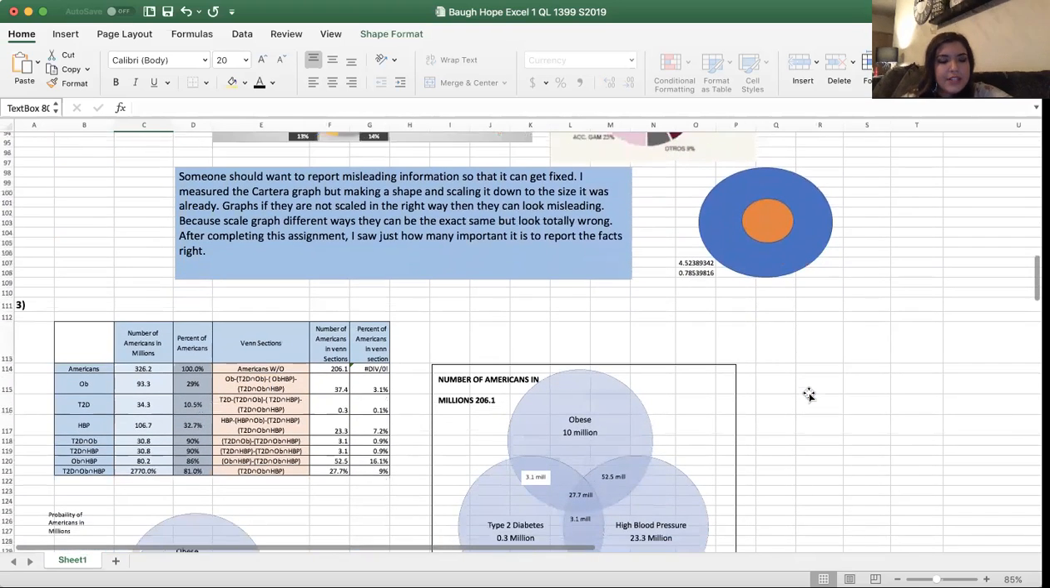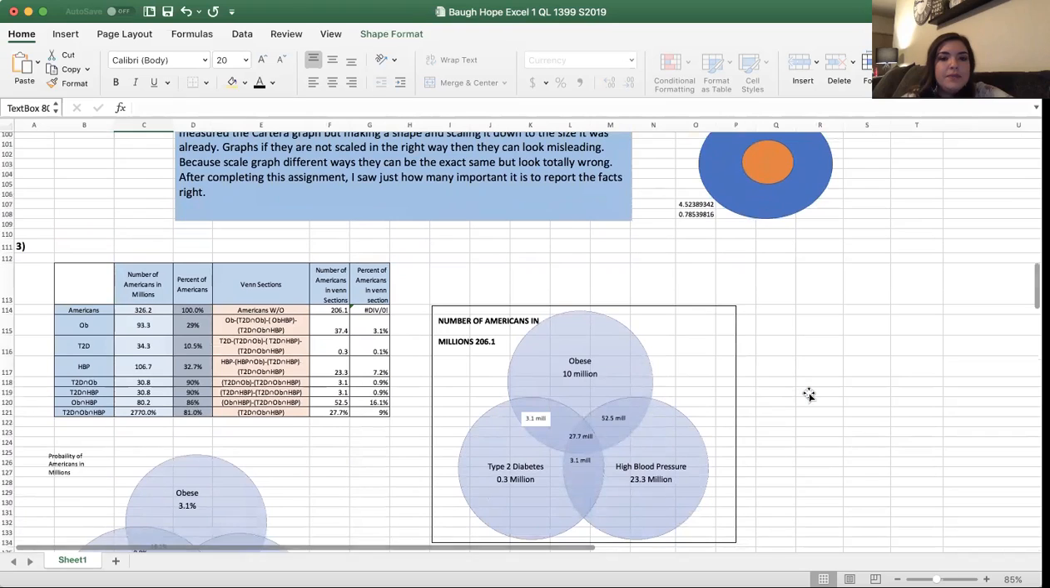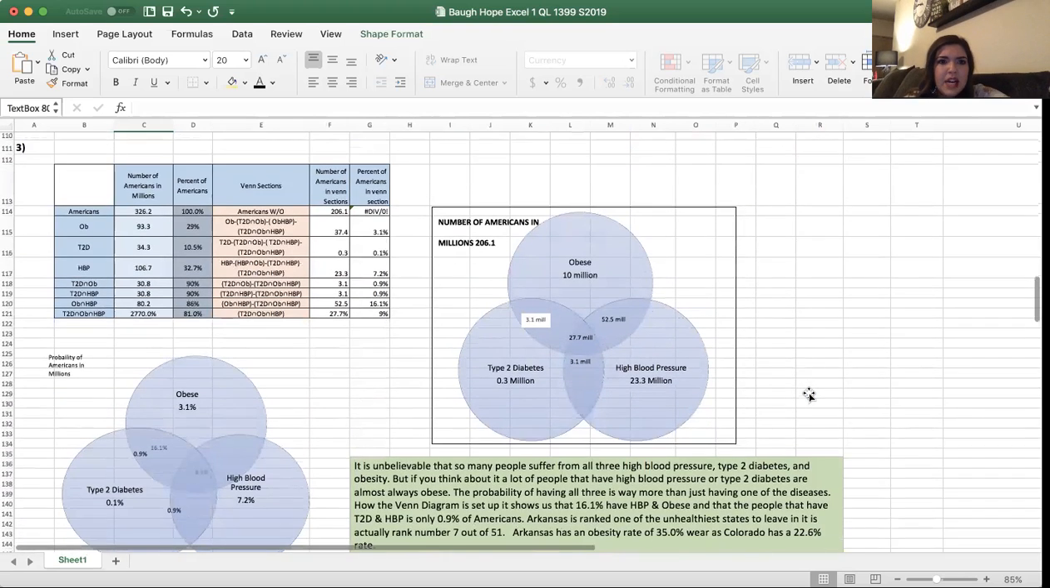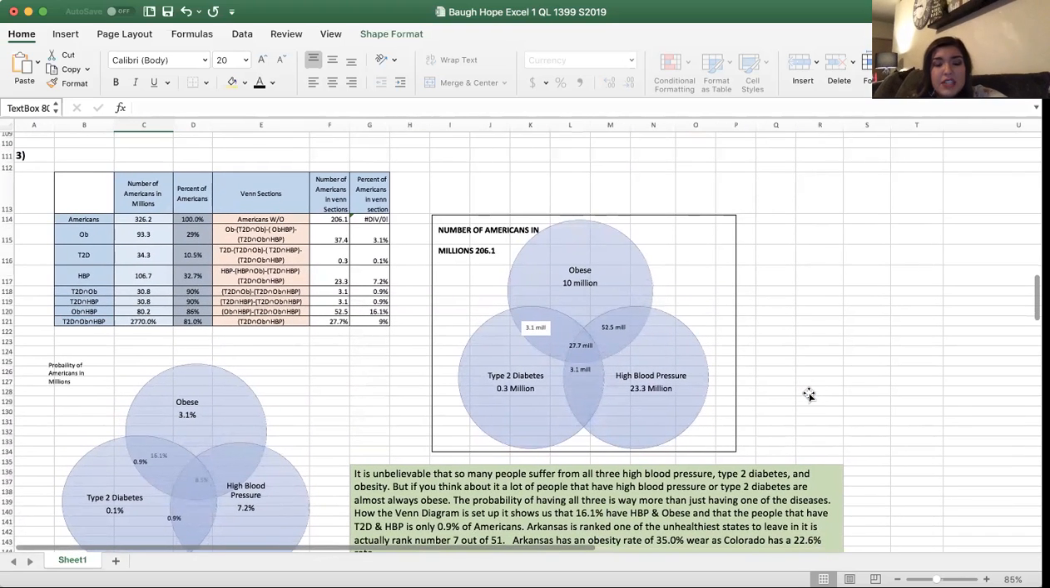So number three, I really loved the Venn diagram, but this was a very big topic to cover. And so it's just unbelievable to think that so many people in the world struggle with this stuff, that so many people with high blood pressure or with type 2 diabetes are obese.